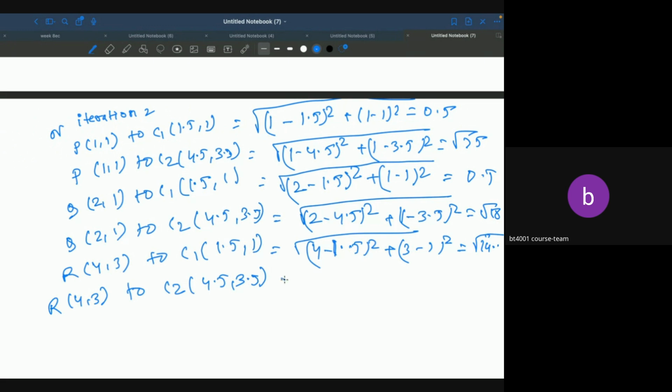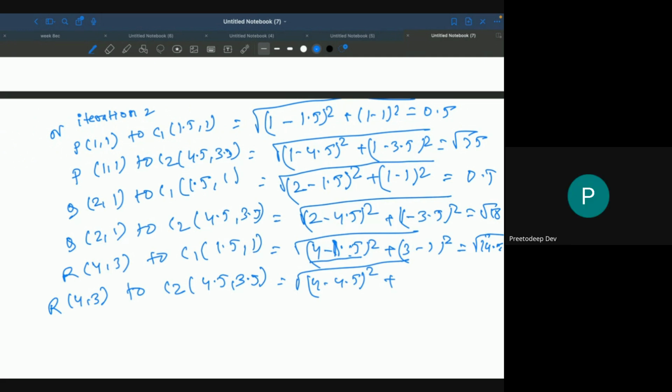So it will be 4 minus 4.5... Okay, 4 minus 4.5 will be 0.5. Sorry, for C1 it will be 4 minus 1.5, right? It's 2.5 square, that is 6.25, and plus 4. Wait, 10.25.